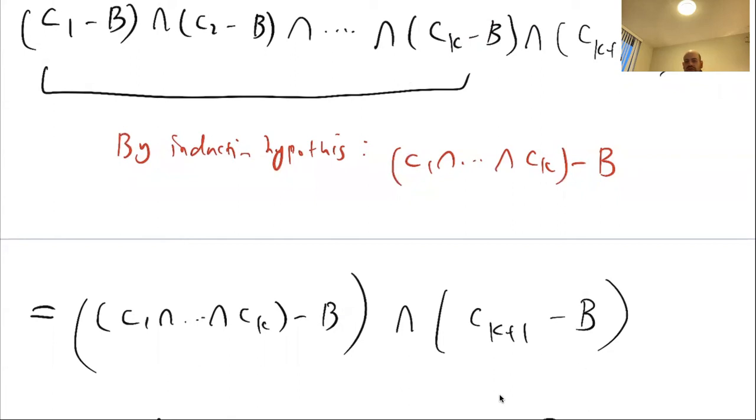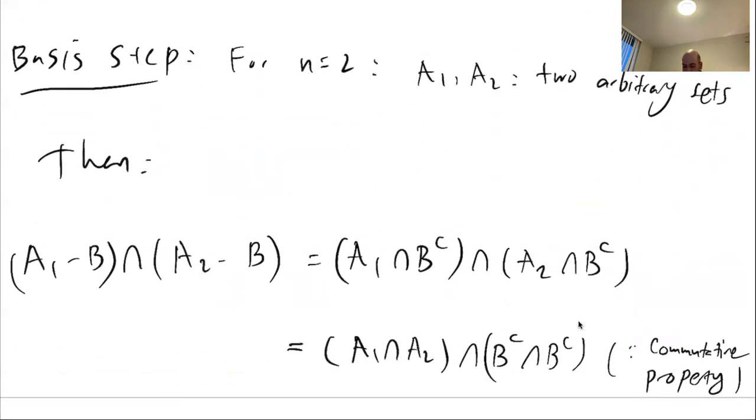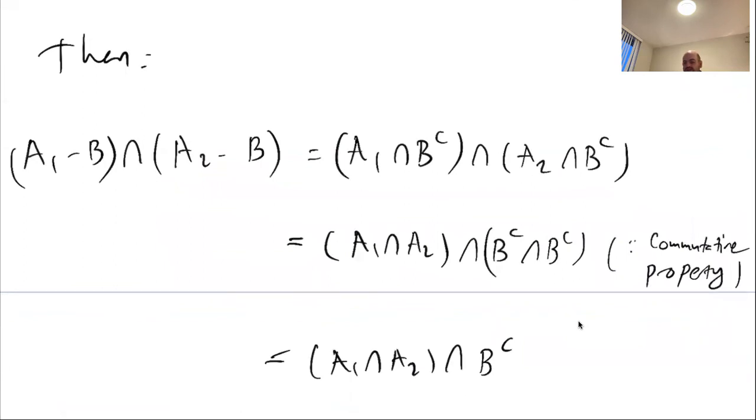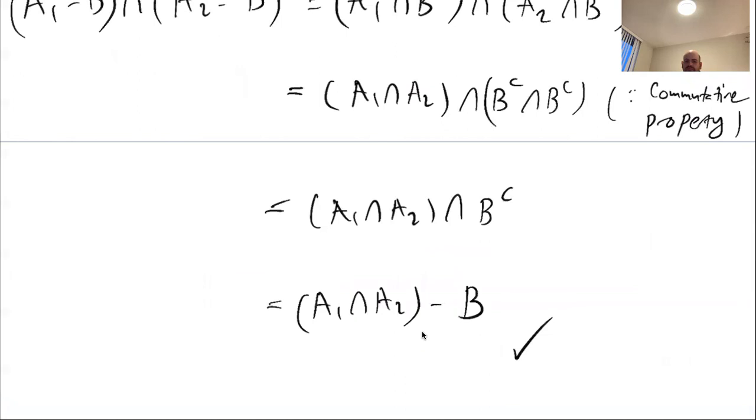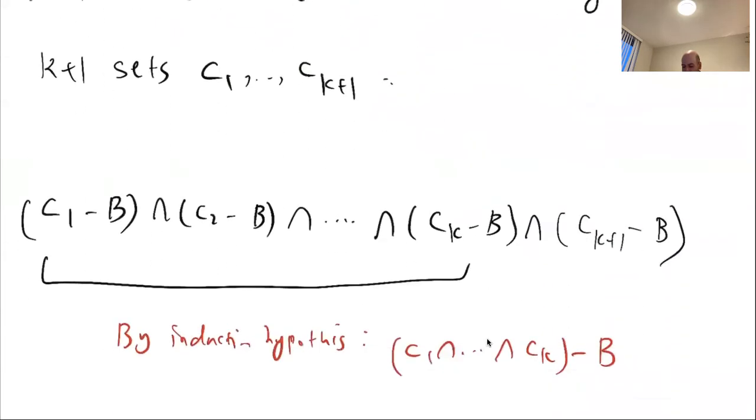And how can I simplify this further? I have something of the form, let's say D minus B intersection E minus B. D minus B intersection E minus B has already been simplified as a part of the basis step. Look at the basis step. What did we do in the basis step? We showed that if I have any two arbitrary sets, I call them A1 and A2 there, you can call them D and E, for example, then D minus B intersection E minus B can be written as D intersection E minus B. D minus B intersection E minus B is always D intersection E minus B. So this is what we showed in the basis step.